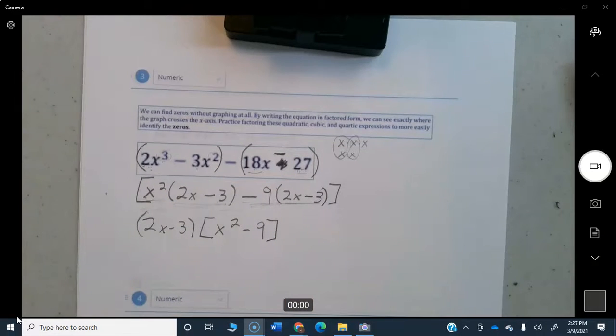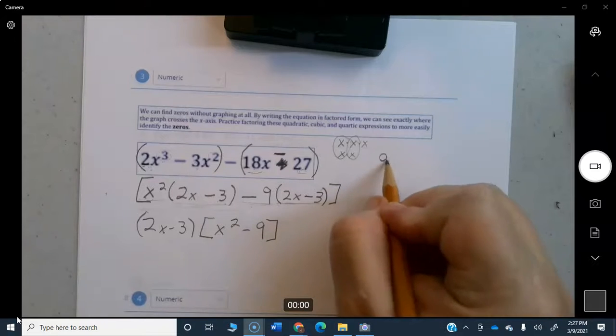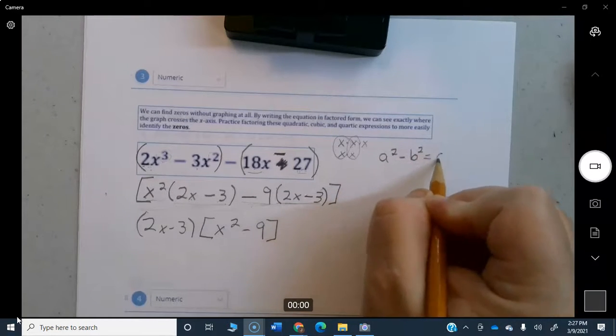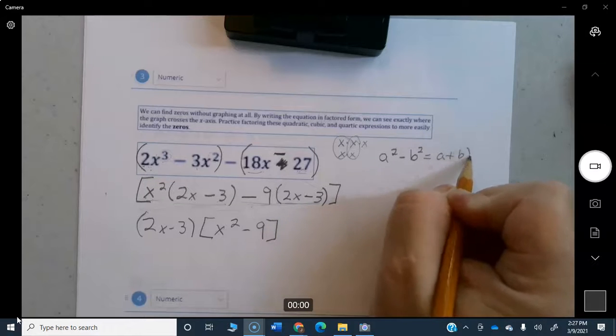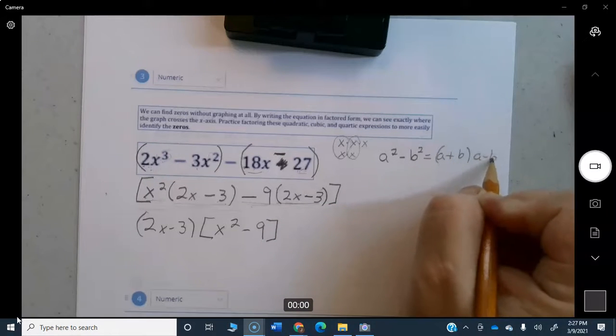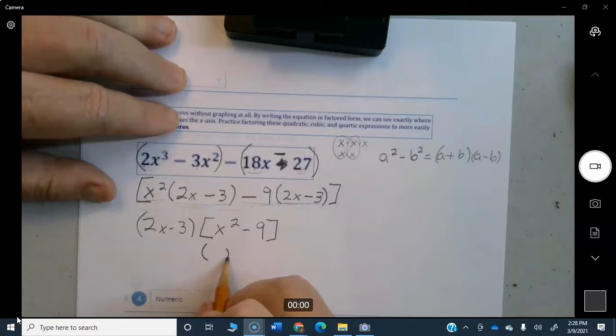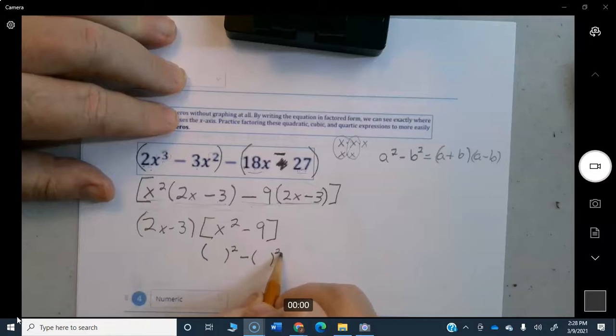Okay? So, can you factor this any further? Think about it. x squared is a perfect square, and 9 is a perfect square. So again, we have a difference of squares. a squared minus b squared equals a plus b times a minus b. So what is a and b? I didn't really show you on the last one how you figure this out. Put a parenthesis here and put a square. Put a minus sign and put another parenthesis and put a square.